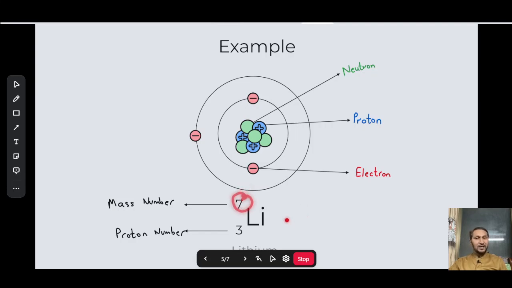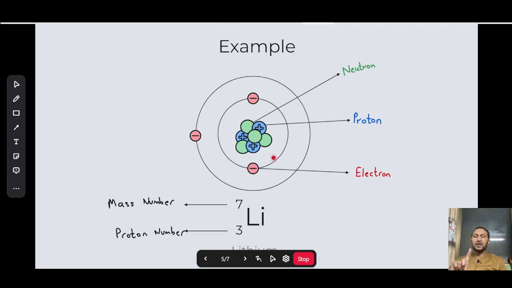On the other hand, the proton number of lithium is 3. Why is its proton number 3? Because it has only 3 protons. So its proton number will be 3, but the mass number will be 7. 3 plus 4 is 7: 3 protons and 4 neutrons.